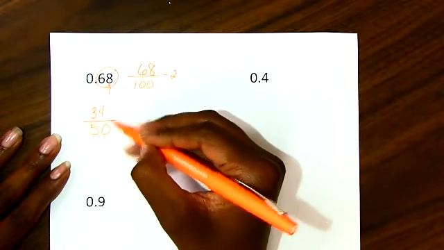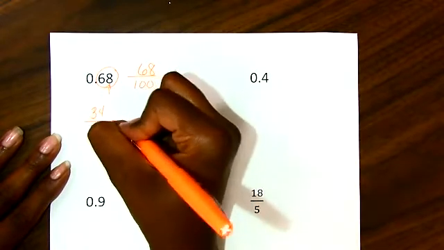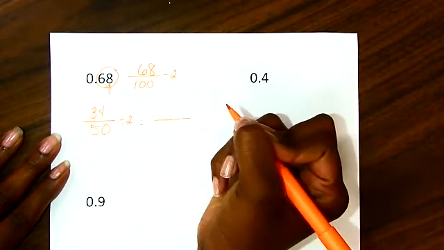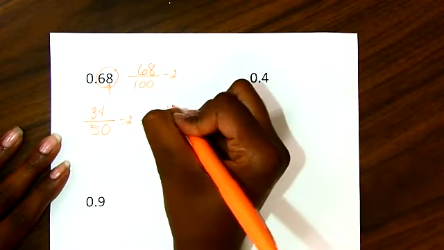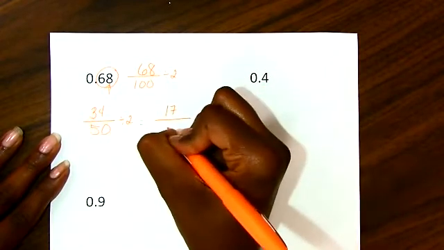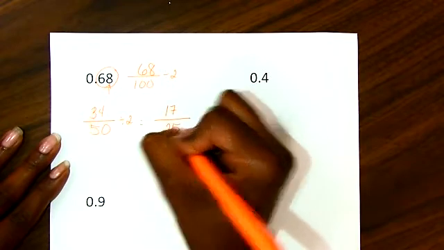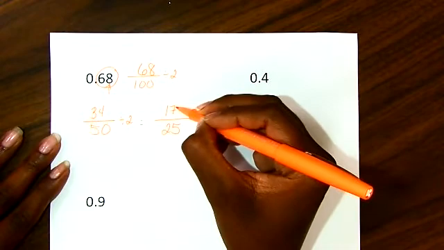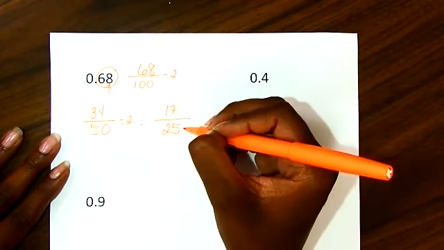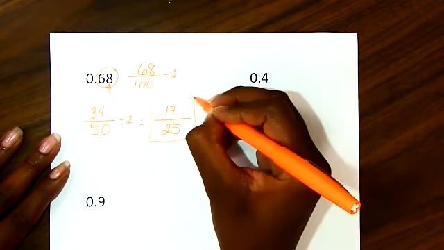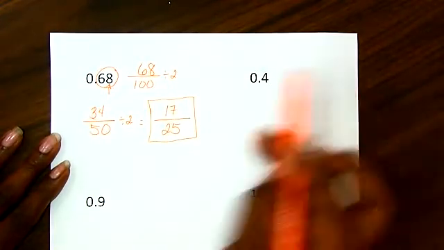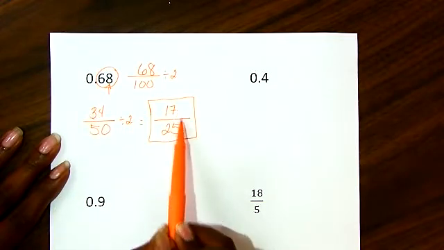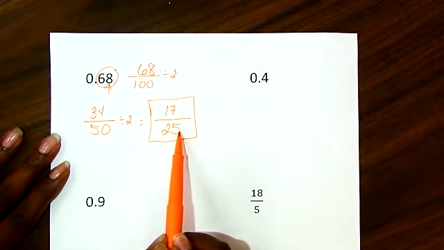This is still not the smallest I can go. They're still even, so I'm going to divide by 2 again. Half of 34 would be 17. Half of 50 would be 25. I have 17 25ths. I don't know a number that will go evenly into 17 and 25. So I think I am as simplified as I can be. So 68 hundredths as a decimal is equivalent to 17 25ths as a fraction.